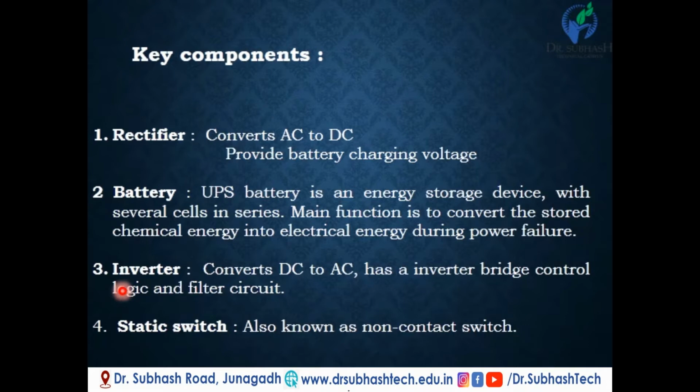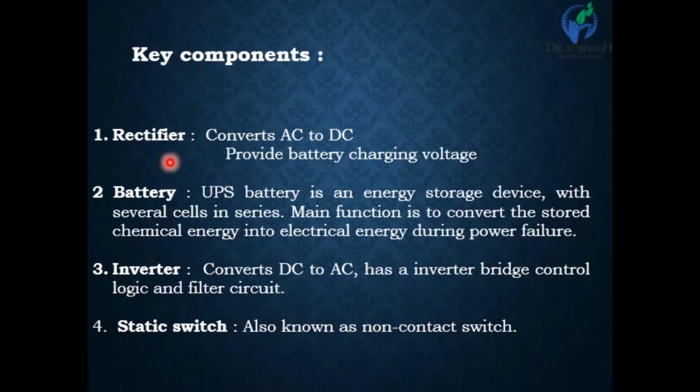Components. Here we show some components of the UPS. The first one is the rectifier. What does the rectifier do? We have one battery. To charge the battery, we need to convert AC power into DC. Battery: the battery is used to store energy in the UPS. Inverter: the inverter is used to convert the battery power from DC to AC for use in the load. Static switch: a static switch is nothing but a non-contact switch.